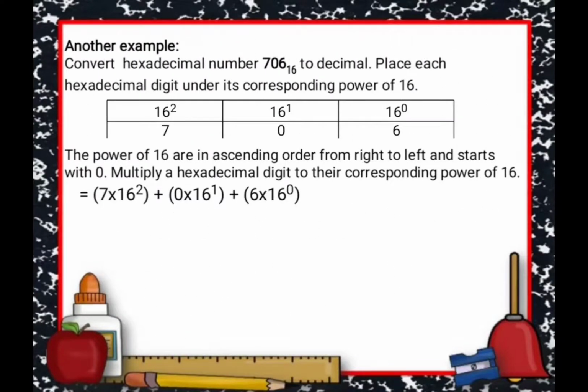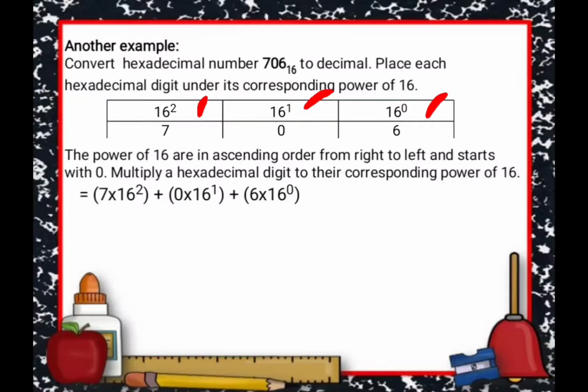Here, convert hexadecimal number 706 to decimal. Place each hexadecimal digit under its corresponding power of 16. The powers of 16 are in ascending order from right to left and start with 0. So multiply each hexadecimal digit by its corresponding power of 16. As you can observe, we have here 0, 1, and 2 powers, in ascending order from right to left.